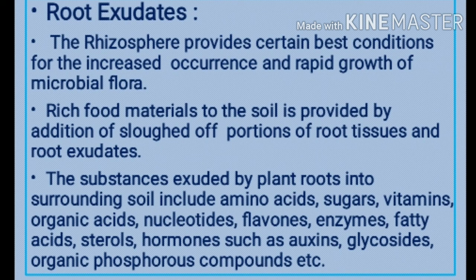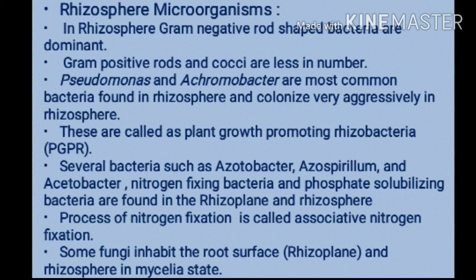The substances released by the plant roots into the surrounding soil include amino acids, sugars, vitamins, organic acids, nucleotides, flavones, enzymes, fatty acids, sterols, and phytohormones like auxins, gibberellins, glycosides, organophosphorus compounds, etc.